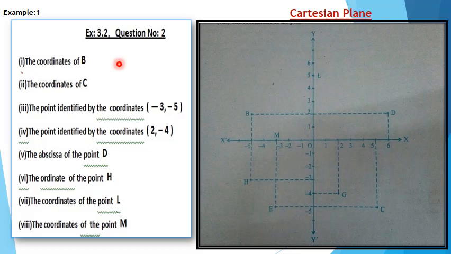Fifth one, the abscissa of the point D. Sixth one, the ordinate of the point H. Seventh one, the coordinates of the point L. Eighth one, the coordinates of the point M. Let us see the answers, children, in the next slide.